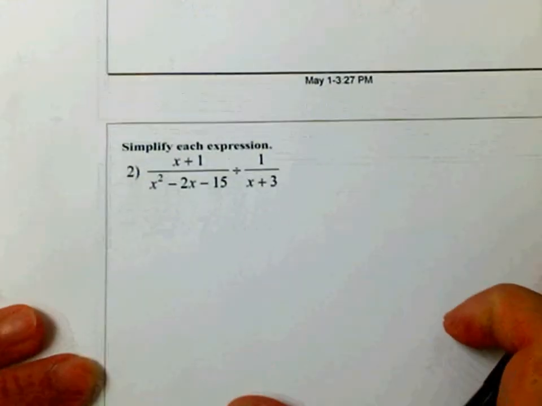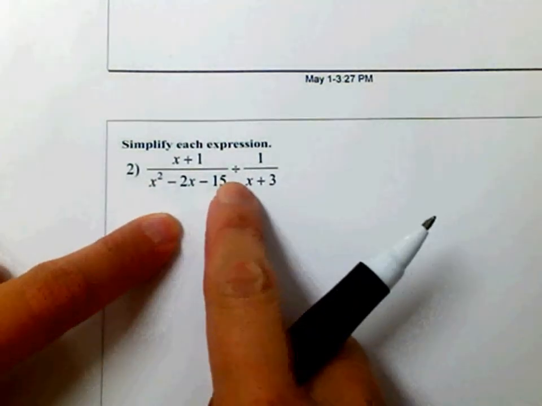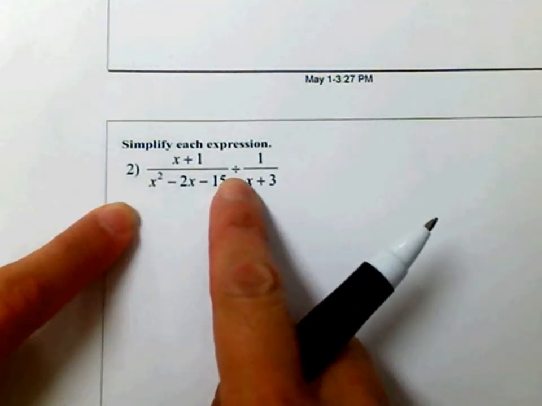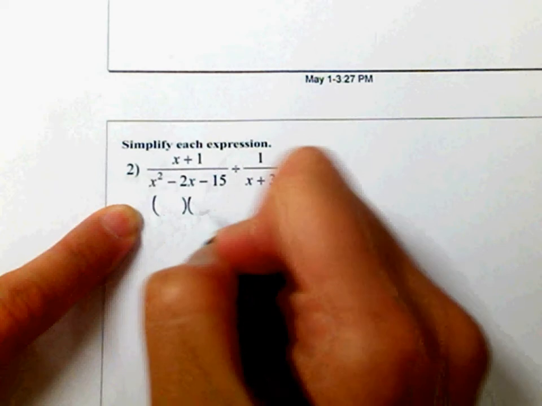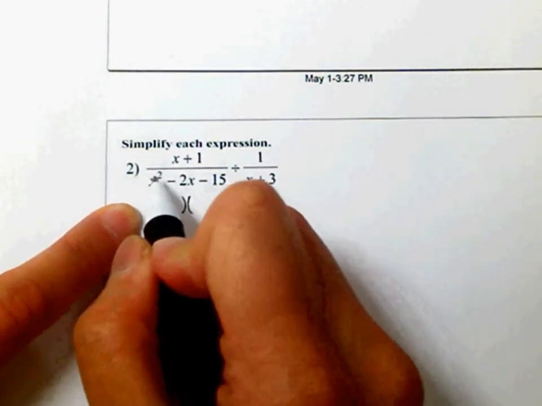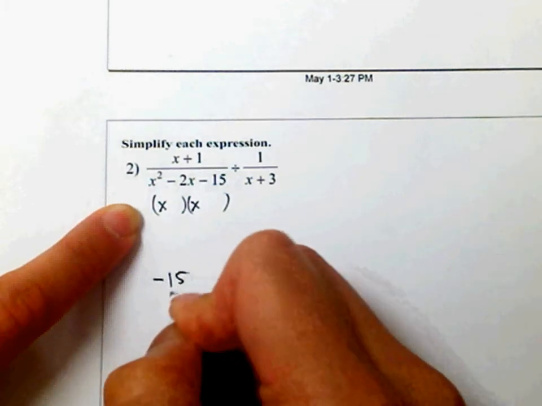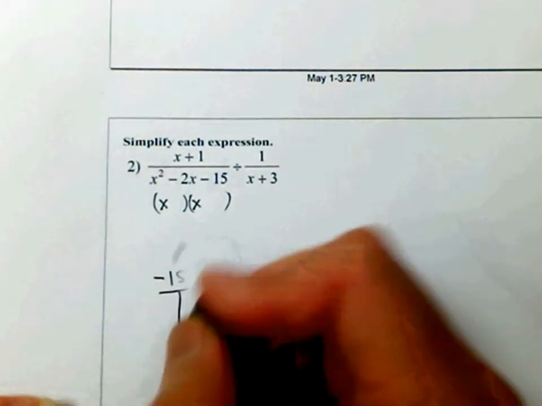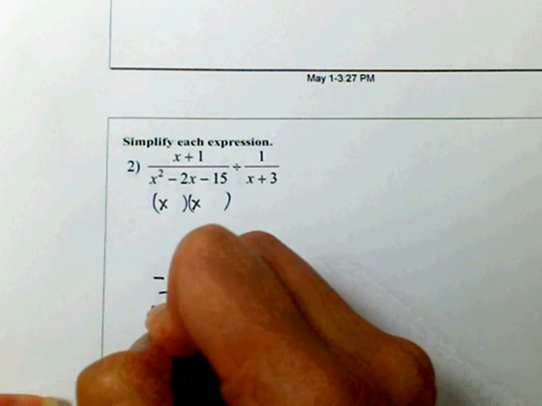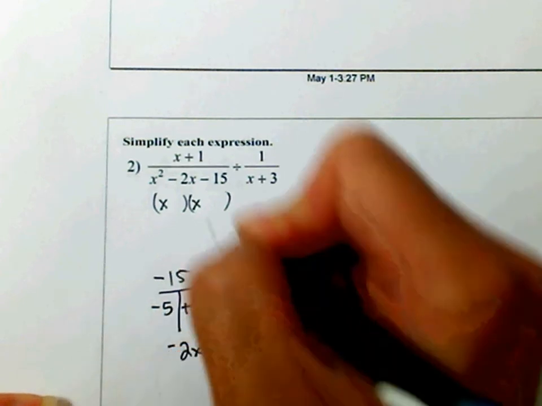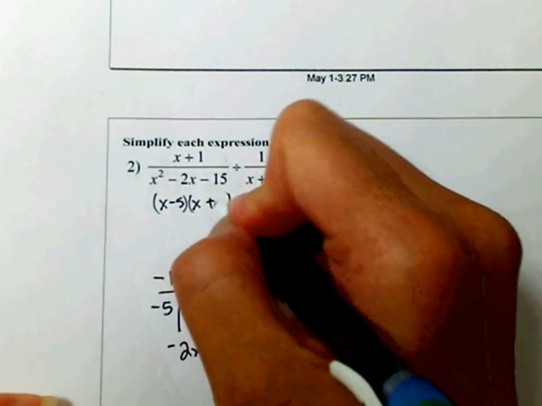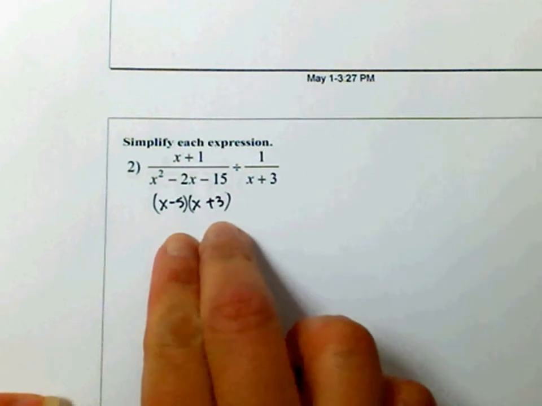Number 2, okay, notice you have a division. You need to take the reciprocal of that. I am going to go ahead and factor these two. Factors of x squared, x and x. Two numbers that multiply to give you negative 15 and subtract to give you 2x would be negative 5 and positive 3. So minus 5, plus 3. It does not matter which order you put them in.